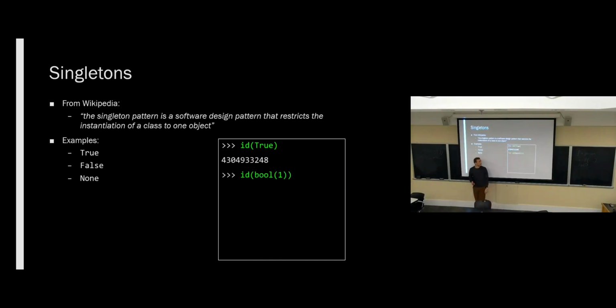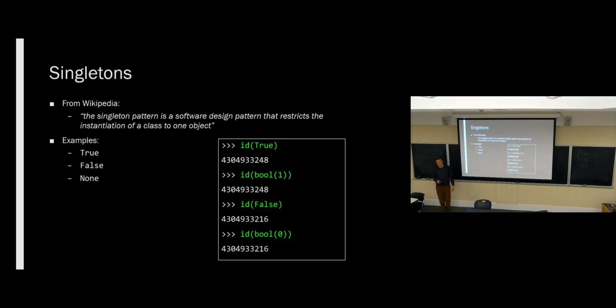So the memory address is some random number. If we get the ID of bool(1), we're constructing a new Boolean object here with a truth value of 1. So we expect this thing to be equivalent to True but different because we're constructing a new one. But it turns out that if we get the ID, it's exactly the same. And that's because bool is a singleton class. There can only ever be exactly two instances of bool, bool(1) and bool(0). If we try to construct a new True, it'll just return the True that already exists. So that's a singleton.